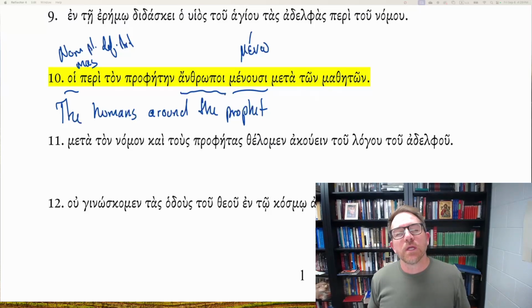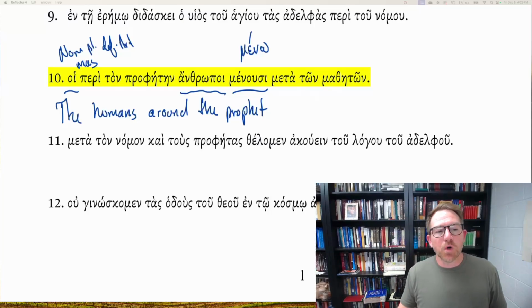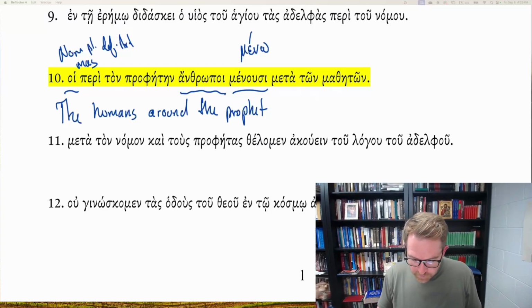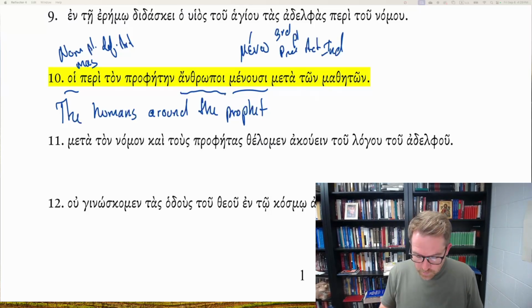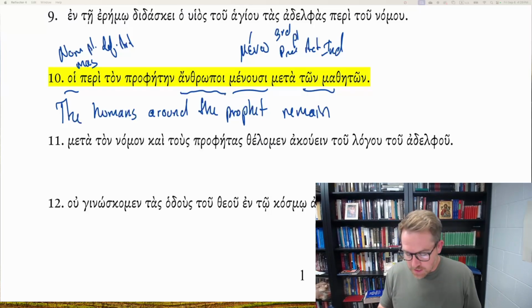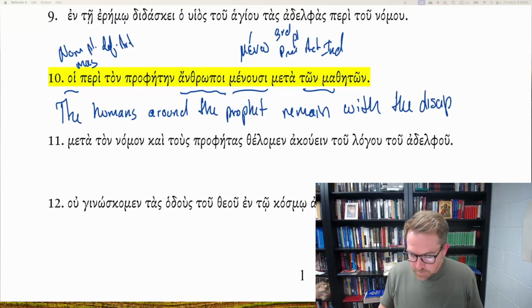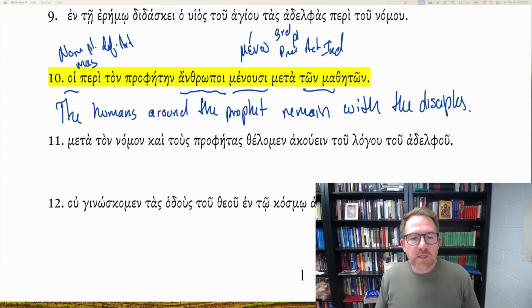This is a word that's in John 15 when Jesus is teaching about the vine and the branches, and he talks about, if you remain in me and I in you, you can thrive, but without me you can do nothing. This abiding, this remaining. So staying put. The humans around the prophet, third person, plural, present, active, indicative. The humans around the prophet remain. Meta plus the genitive. Meta plus the accusative is after. Meta plus the genitive is with. Tōn mathētōn, the disciples. So we would translate this whole sentence: the humans or the people, the persons around the prophet remain with the disciples.